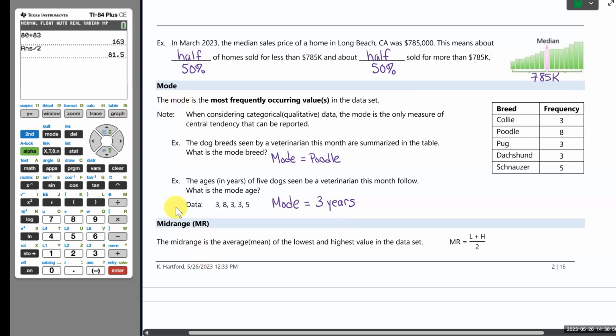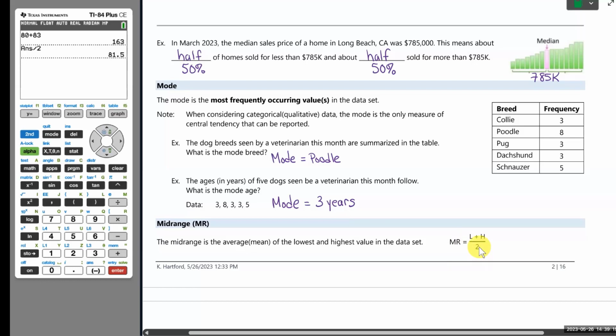All right, one other measure of center is called the midrange. The midrange is just the average, the mean, of the lowest and highest value in a data set. We just abbreviate it here, MR. So we just take the low plus the high, averaged by adding and dividing by 2.